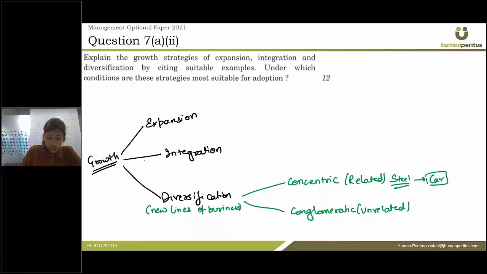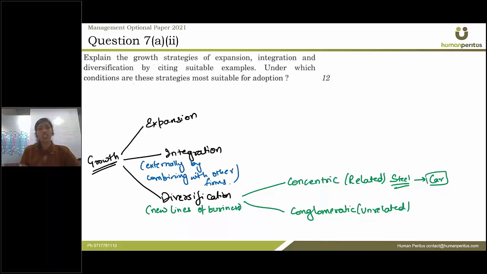Integration. Integration is when it is done externally by combining with other firms. Diversification was done internally. In diversification, the company is not combining with any other firm. They are creating a new branch of business, you can say. In integration, they are combining with other firms. Integration can be done again in 2 parts, that is horizontal integration and vertical integration.